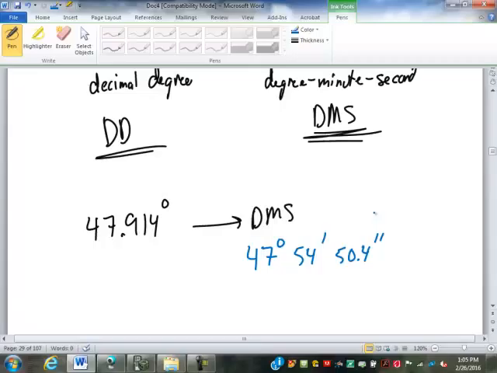We can still have up to 1 decimal place in our seconds, yes. But like I said, if you rounded that off just to 50 seconds, I'd be okay with that.